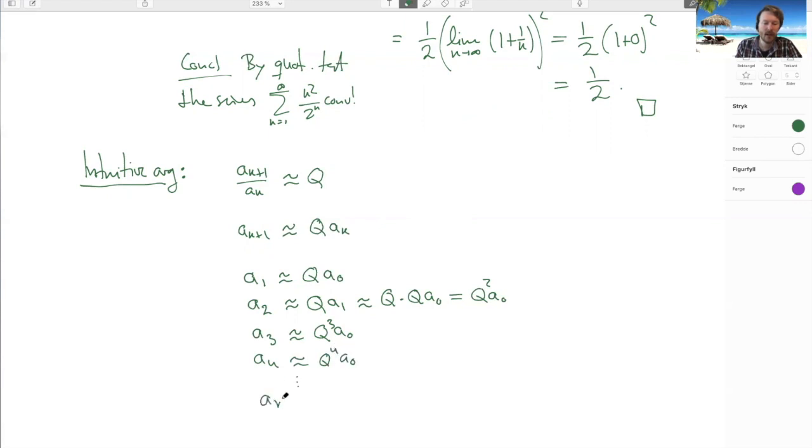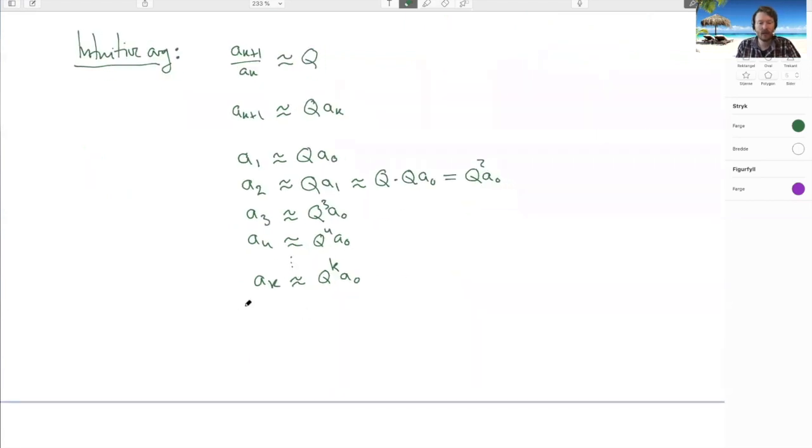And that a_k is more or less like q to the k times a_0. And of course, summing up terms like this, I'm getting that this ought to be the same as a_0 times the sum of q to the k. And if q is strictly less than 1, this ought to converge. And if q is strictly bigger than 1, this ought to diverge. And of course, if q is equal to 1, this ought to diverge also.